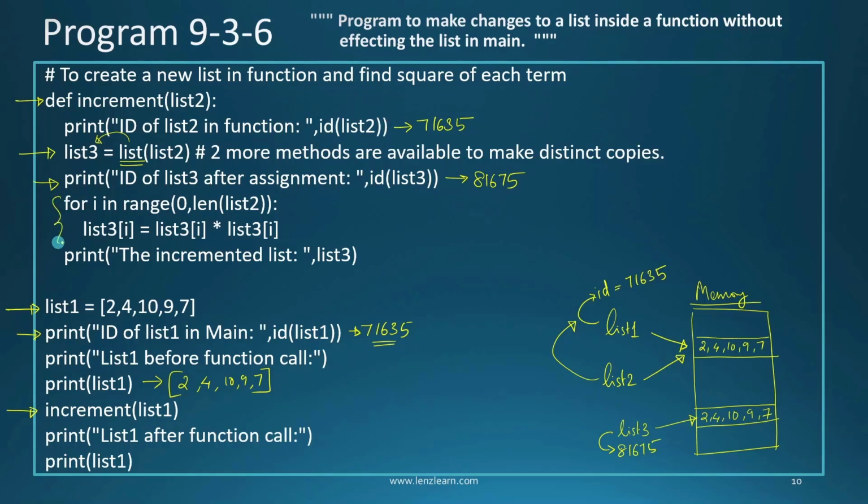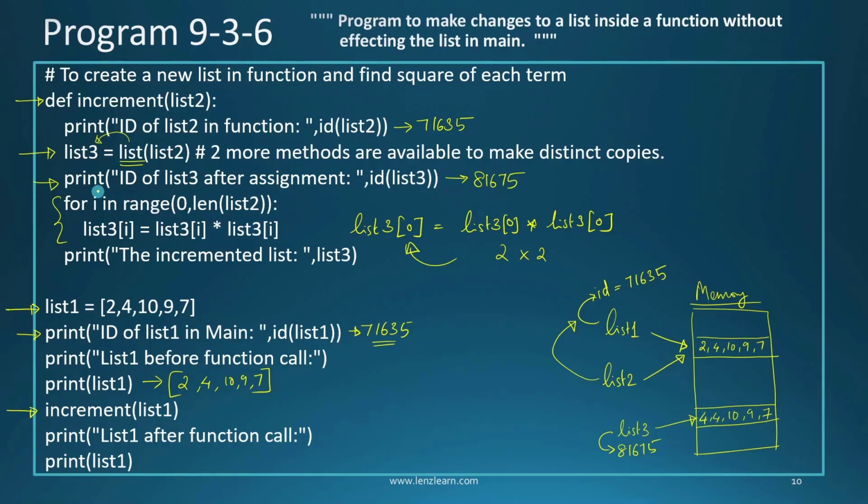Now inside the for loop, I am trying to find the square of each value. So it will read the value one at a time. So first it will read list 3 of 0, and then it will multiply this value with itself. Okay, list 3 of 0 into list 3 of 0. So right now list 3 of 0 is 2. So 2 into 2, 4 will be stored as the new element inside list 3 of 0. So the first element will become 4.